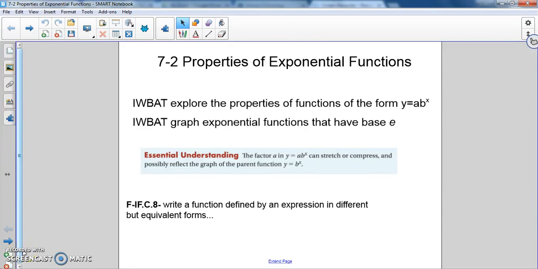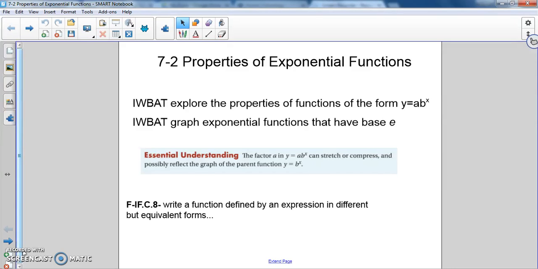Hey guys, today we're going to do 7.2, properties of exponential functions. You will be able to explore the properties of the functions of the form y equals a times b to the x power, and you will be able to graph exponential functions that have base e.